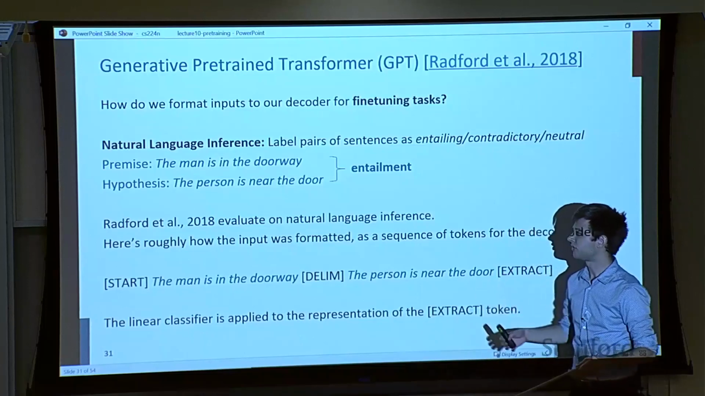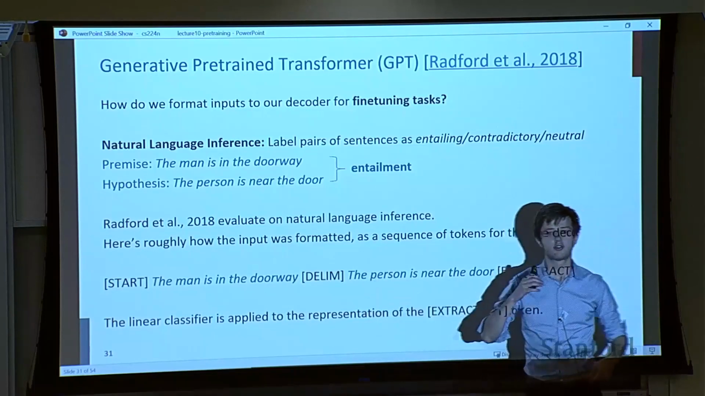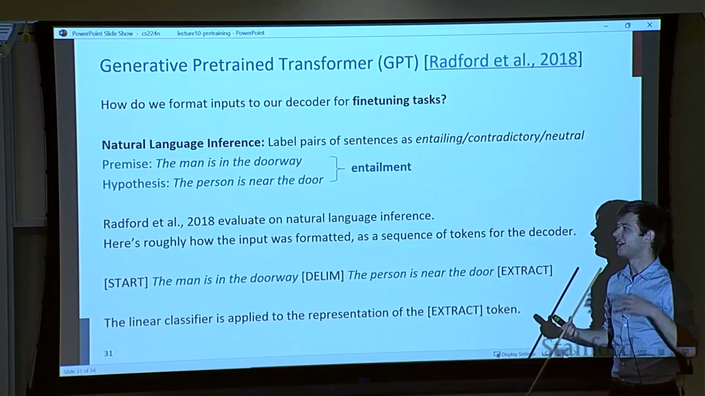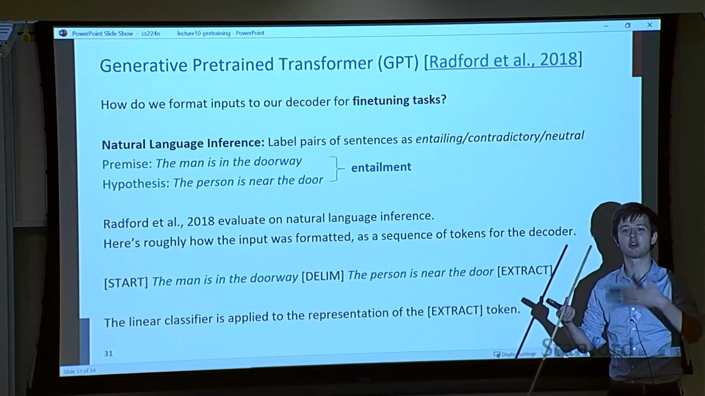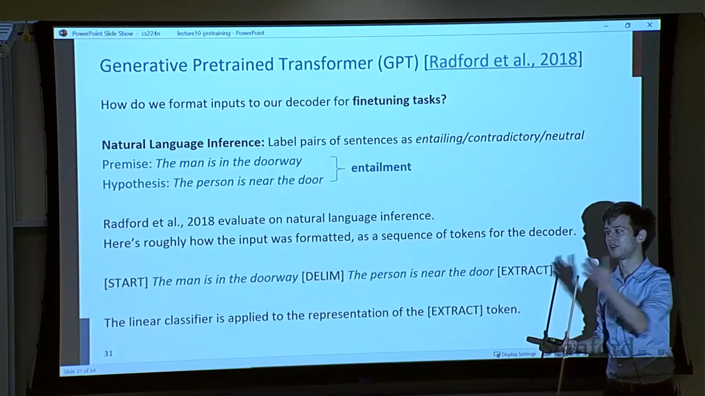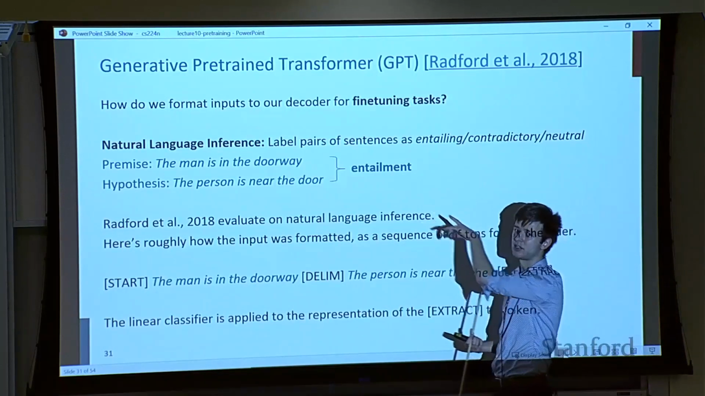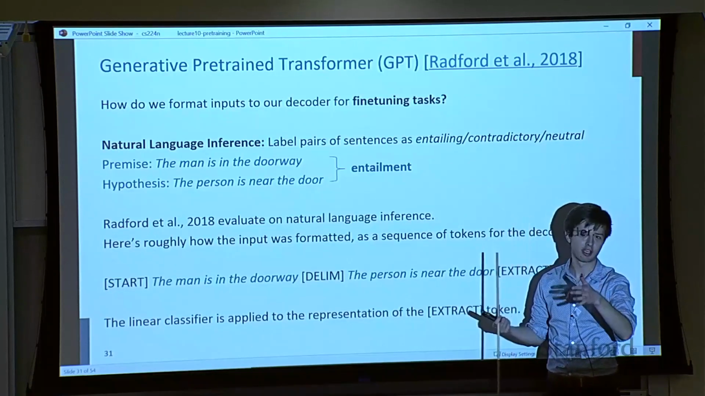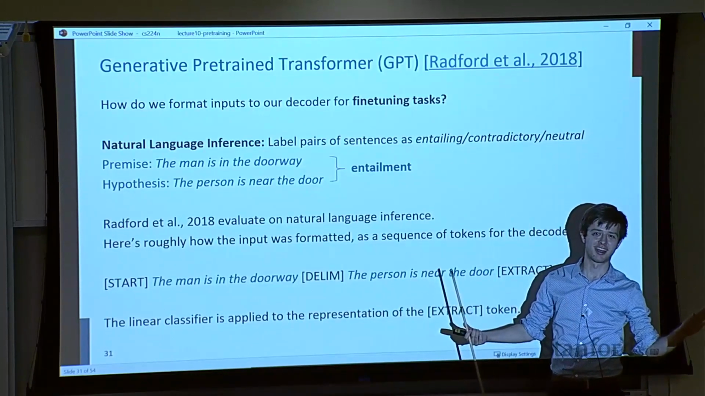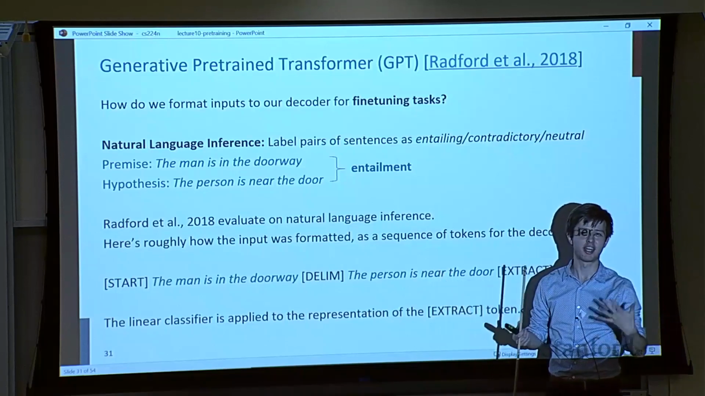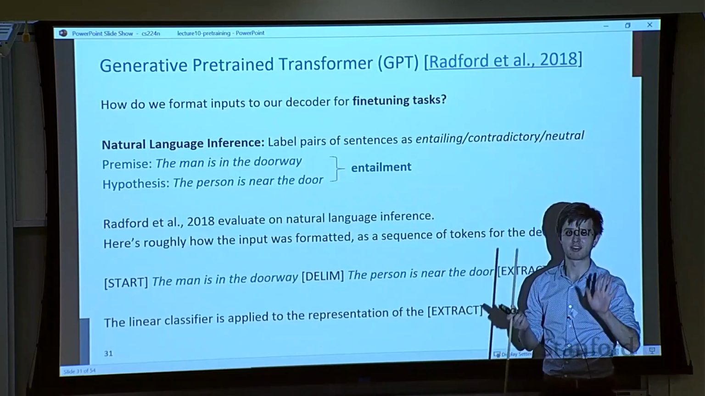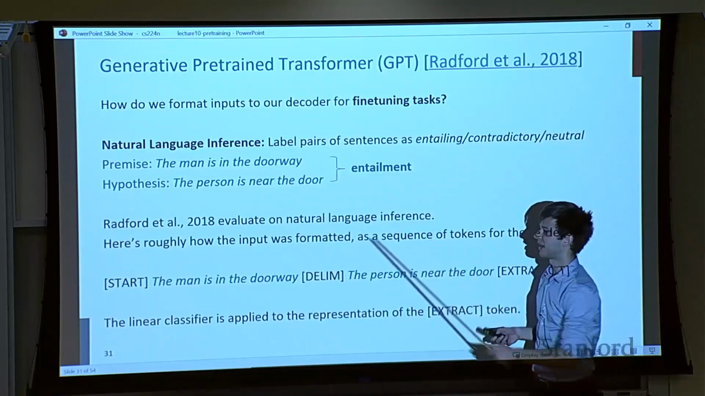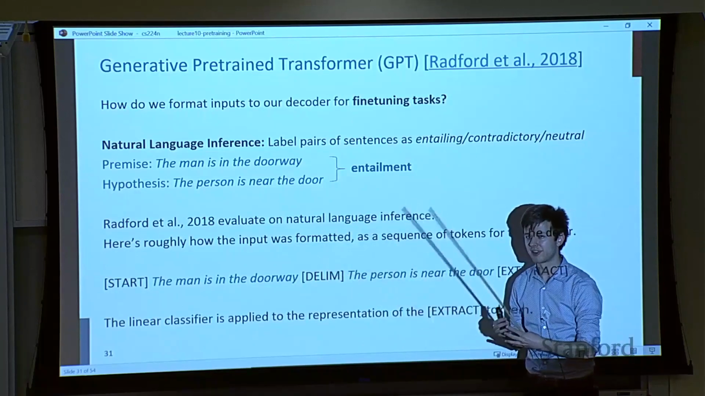So what do they do? This is one of the earlier examples of, instead of changing your neural network architecture to adapt to the kind of task you're doing, you just format the task as a bunch of tokens and not change your architecture. Because the pre-training was so useful, it's probably better to keep the architecture fixed, pre-train it, and then change the task specification to fit the pre-trained architecture.